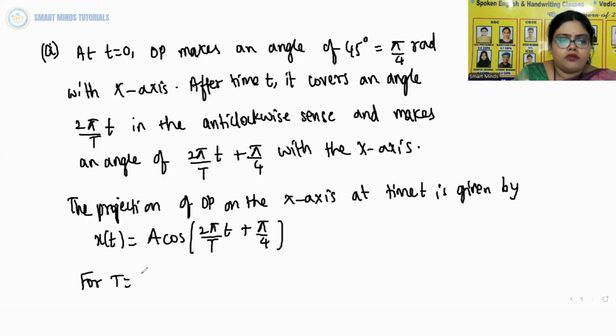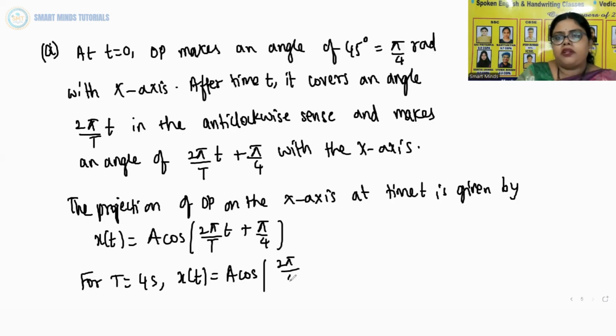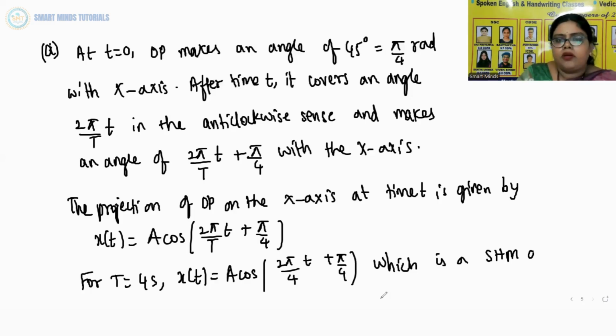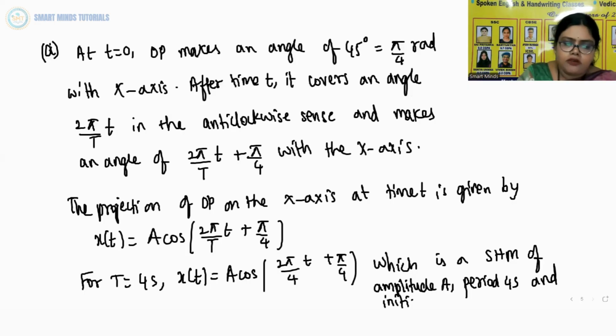And for T is equal to 4 seconds, x of t is equal to A cos 2 pi by 4. In the place of capital T, we put 4, into small t plus pi by 4, which is a simple harmonic motion of amplitude A, period 4 seconds, and initial phase equal to pi by 4. This is for the first case.